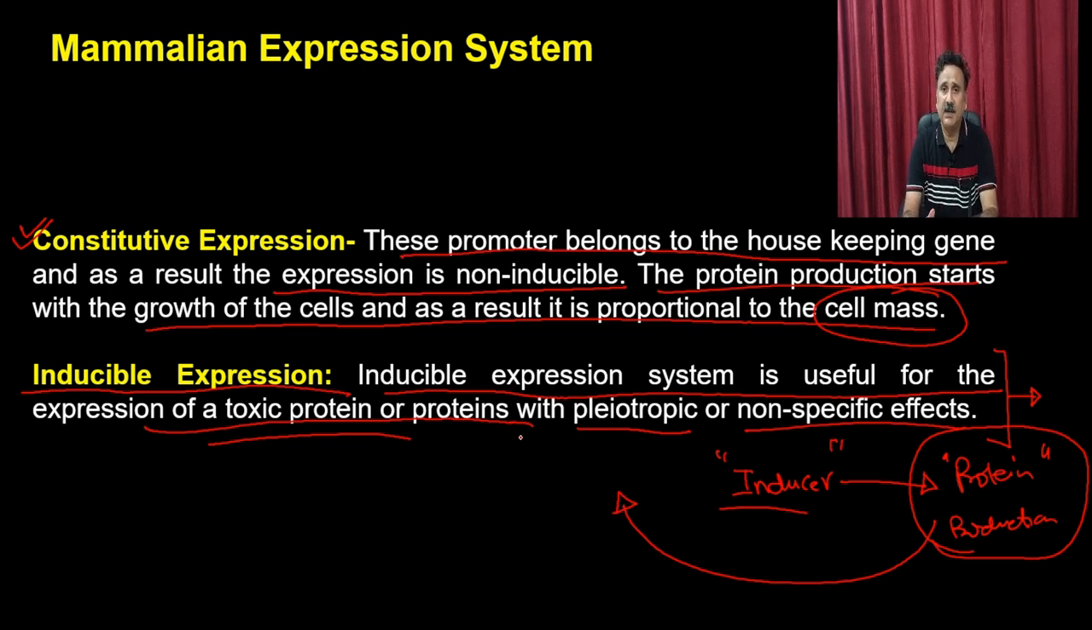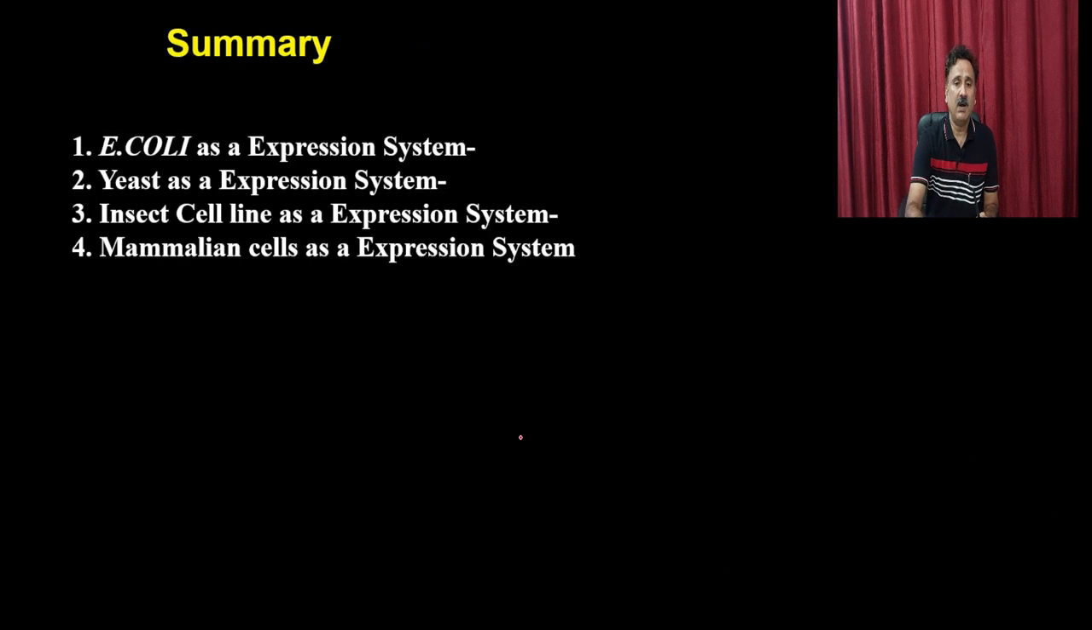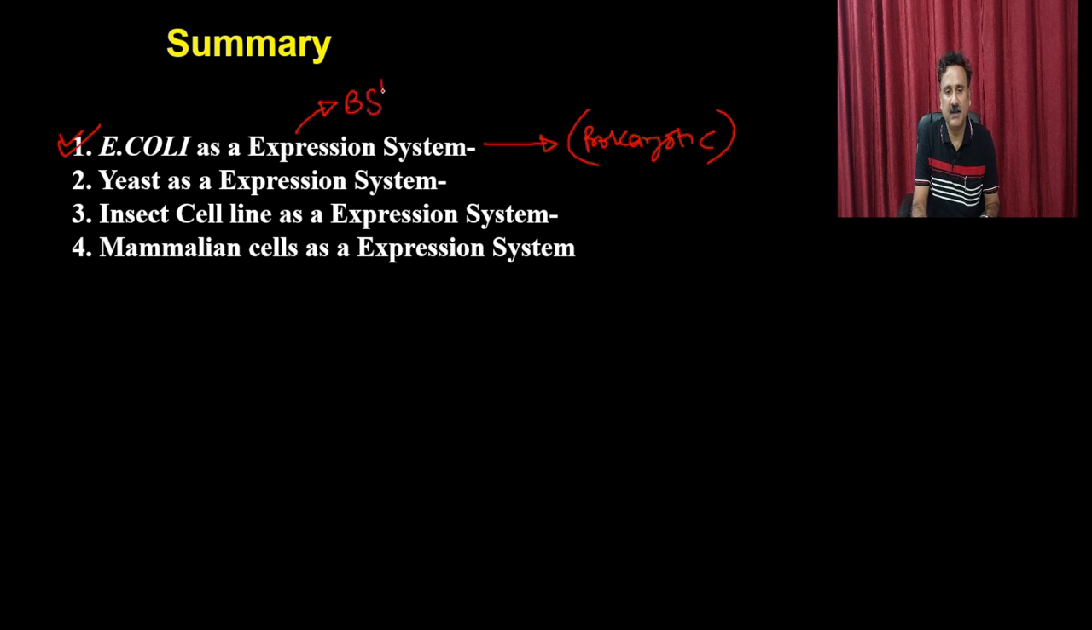With this, we have discussed the different types of expression systems, and the different types of host systems that you can utilize for recombinant DNA technology. We discussed E. coli as an expression system, which belongs to a prokaryotic system. Apart from that, we also discussed Bacillus subtilis as an expression system, and in the previous lecture we gave a very detailed comparative analysis of under what condition you should use Bacillus subtilis versus under what condition you should use E. coli.